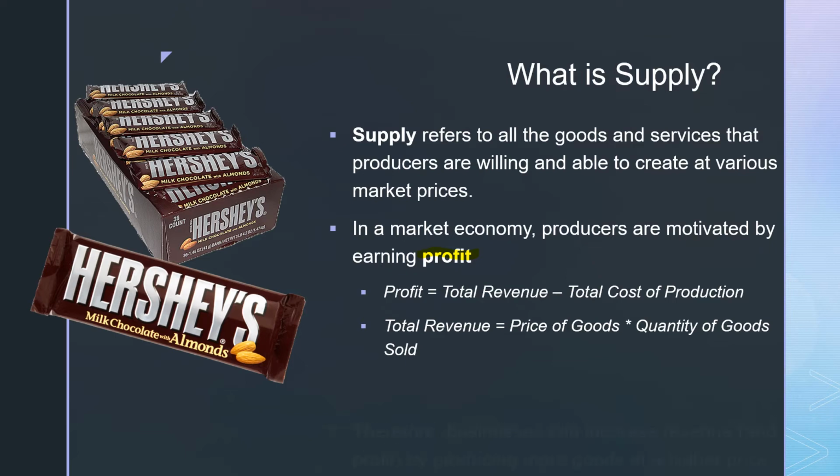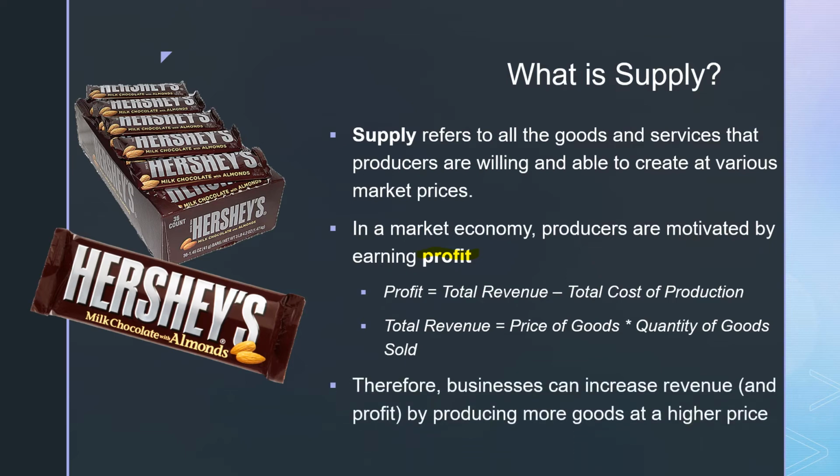So this stands to reason then that businesses can increase their total revenue and their total profit by producing more goods at a higher price. Okay, so hopefully I didn't lose you just now. Basically, all I'm saying here, guys, is that producers make more money if they sell things at a higher price, and they make less money if they sell things at a lower price. We know that producers are only producing because they want to make more money, so it makes sense that they would rather charge a high price than a low price.